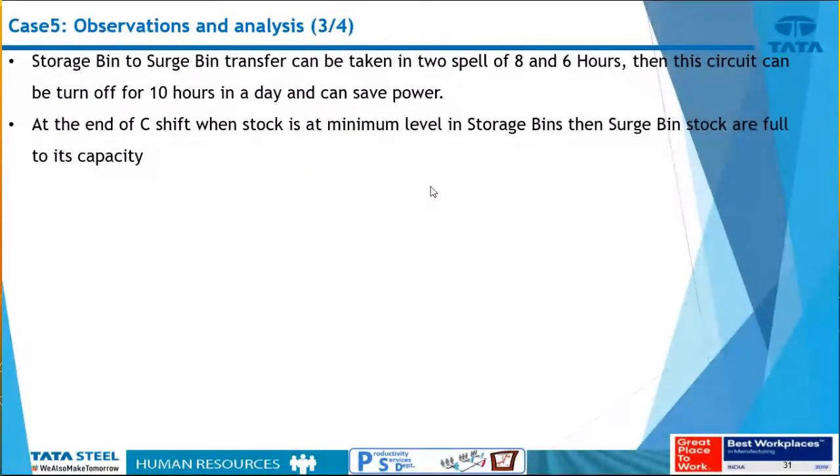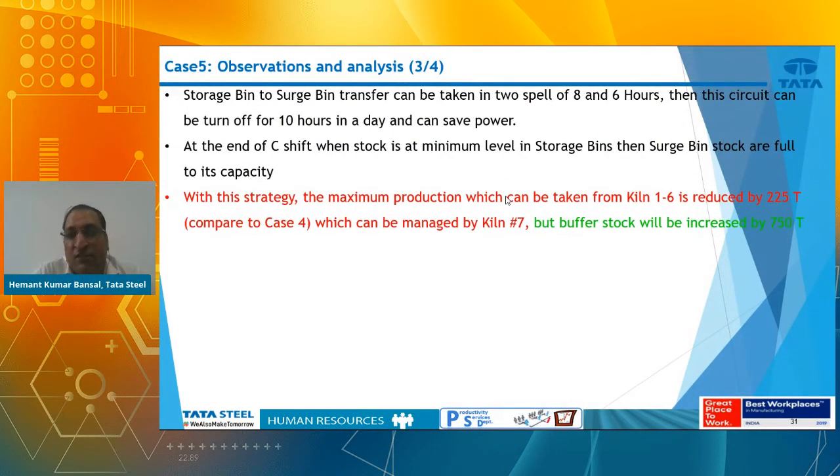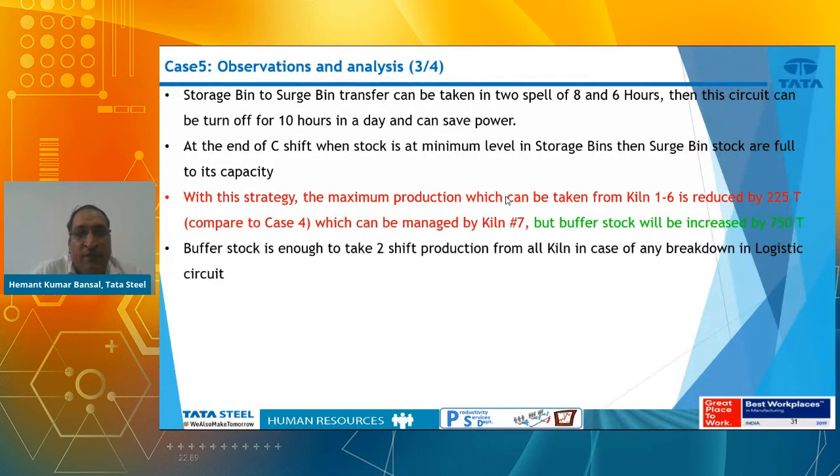At the end of C shift, when stock is at minimum level in the storage bins, the surge bin stock will be full to its capacity and can be used as a buffer stock. So with this strategy, the maximum production which can be taken from kiln 1 to 6 is only reduced by 225 ton, which can be managed by kiln number 7. Because we have already constrained from kiln number 1 to 7, that much production can be taken. We cannot go beyond that. So that is manageable, but buffer stock will be increased by 750 ton, which is good for running the circuit in the long run.